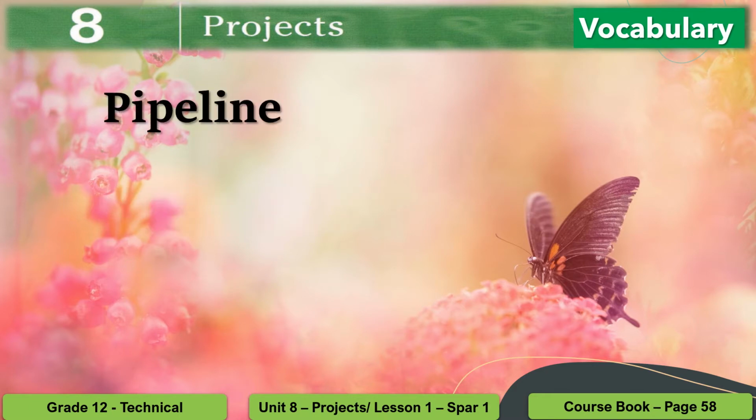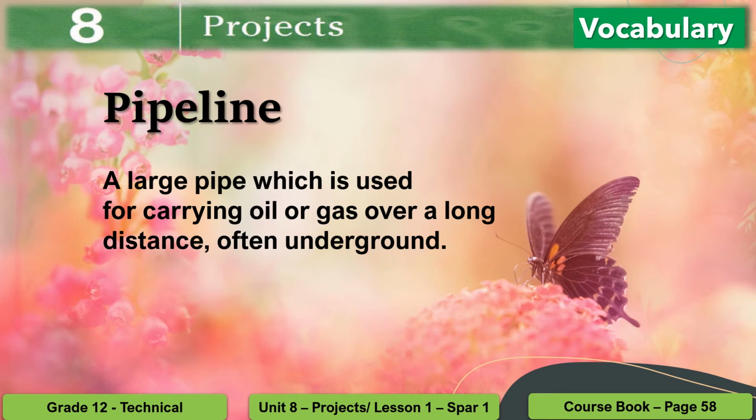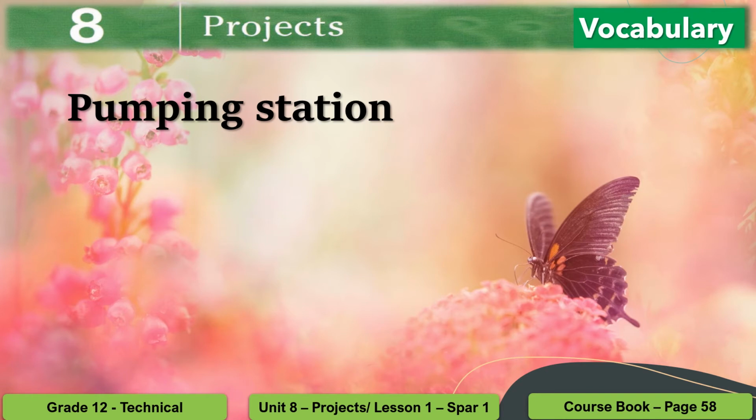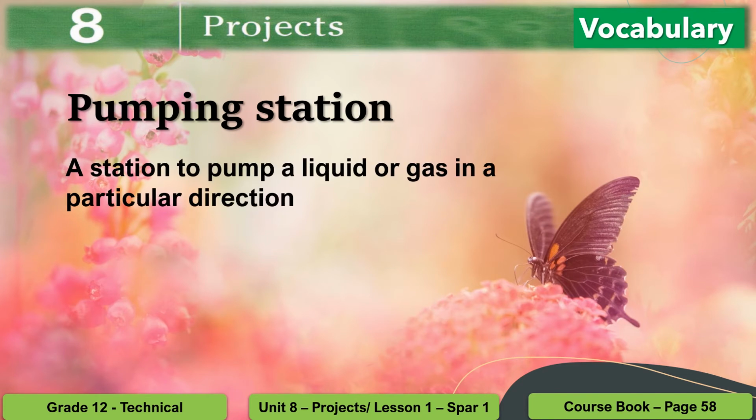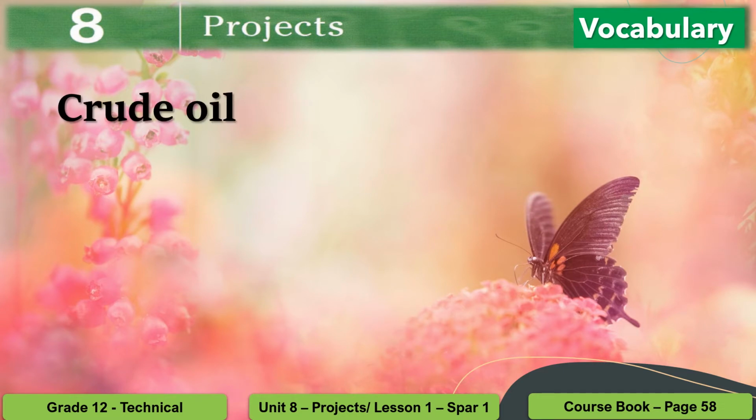Number 5, we have the pipeline, which is a large pipe which is used for carrying oil or gas over a long distance, often underground. Next, we have pumping station, which is a station to pump a liquid or gas in a particular direction. Crude oil, unrefined oil, or raw, which is still not pure or not separated from the other items.